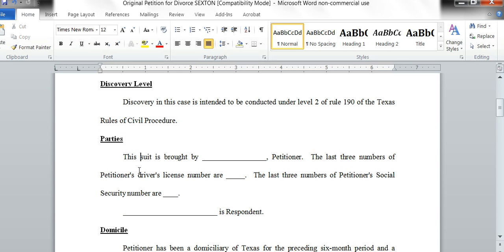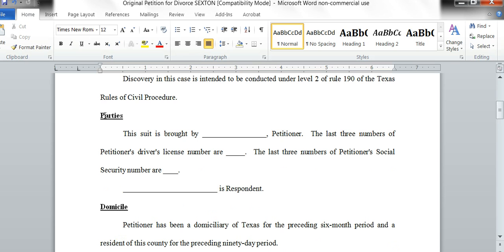And this paragraph identifies the parties to the divorce. This suit is brought by blank. The name of the petitioner is going to go in here, Jane Doe, petitioner. Now, there are some requirements in Texas. Jane Doe is going to have to put the last 3 numbers of her driver's license here, and she's going to have to insert the last 3 numbers of the Social Security number here.